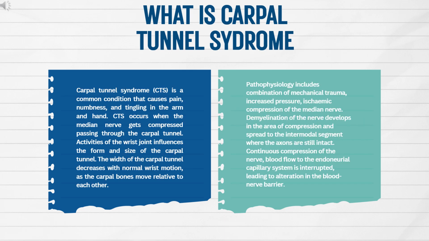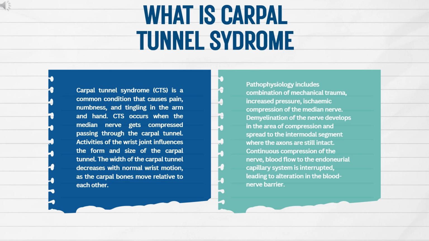Carpal tunnel syndrome is a common condition that causes pain, numbness, and tingling in the arm and hand. It occurs when the median nerve gets compressed when passing through the carpal tunnel. Activities of the wrist joint influence the form and size of the carpal tunnel. The width of the carpal tunnel decreases with normal wrist motion as the carpal bones move relative to each other.